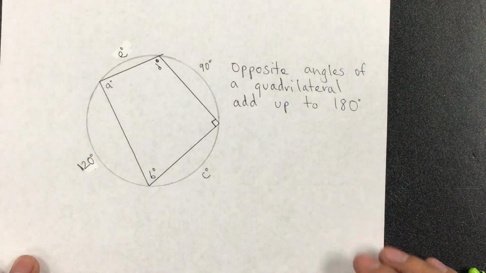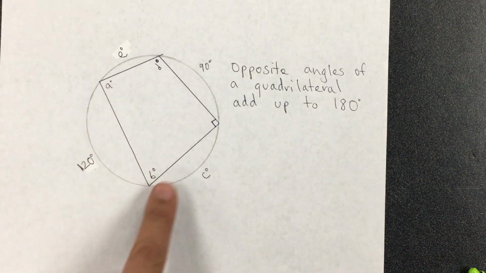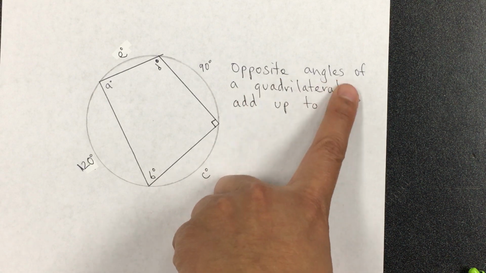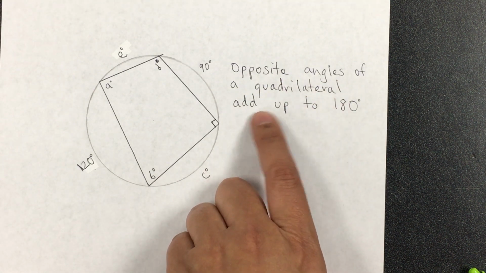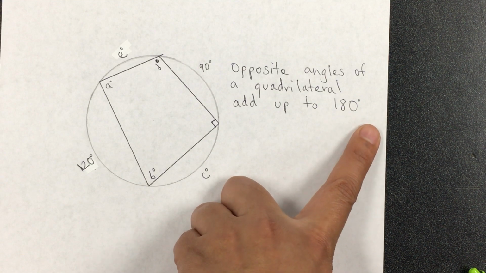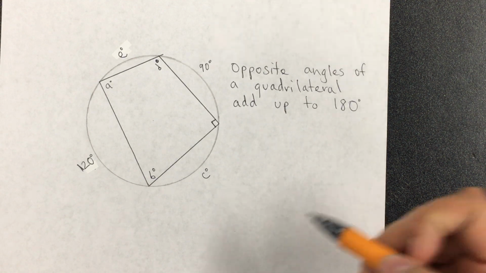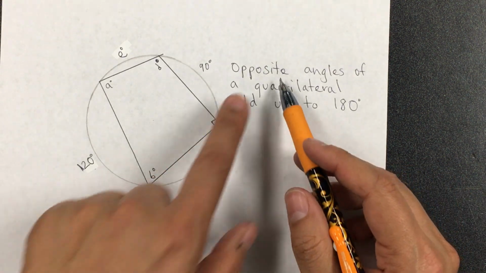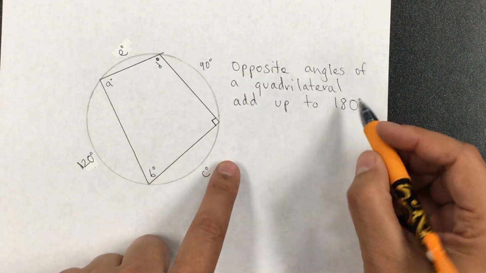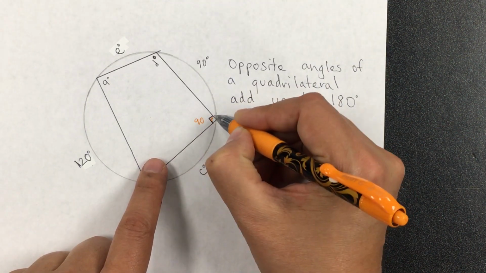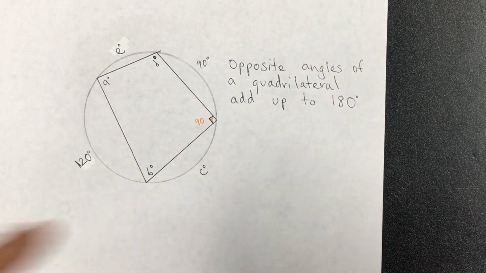Okay, something else that we need to note: if you have a quadrilateral inscribed in a circle, we will say that opposite angles of the quadrilateral add up to 180 degrees. So having that in mind, and this can get really messy, we'll see how clean we can keep it. Opposite angles equals 180.